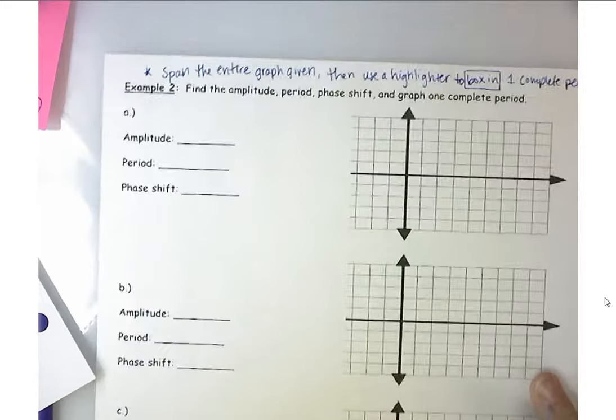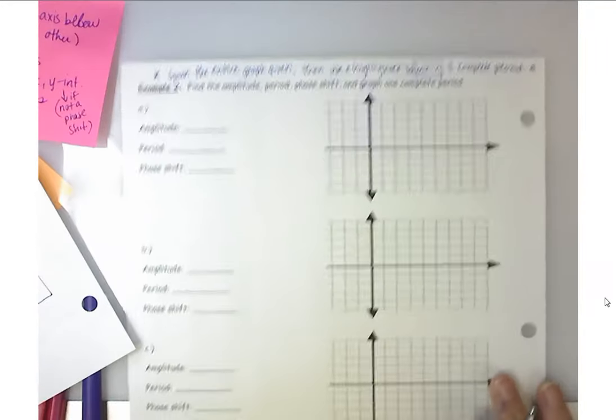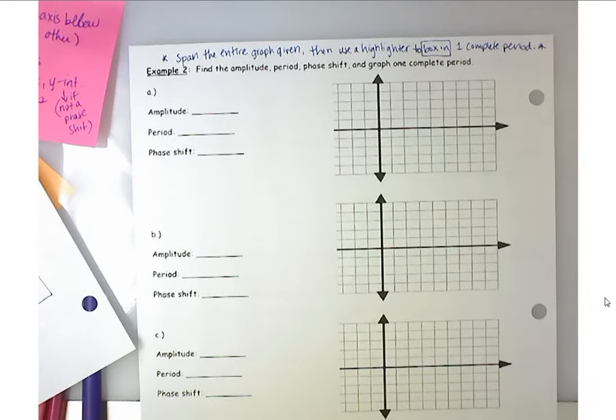Okay, so I want you to span the entire graph so that you can see what's happening as you continue to follow your pattern. But then you're going to box in one complete period, which is where that formula is going to come in that we talked about earlier, where you start with your phase shift and then you go to the period plus the phase shift. Okay, so we'll do that part together.